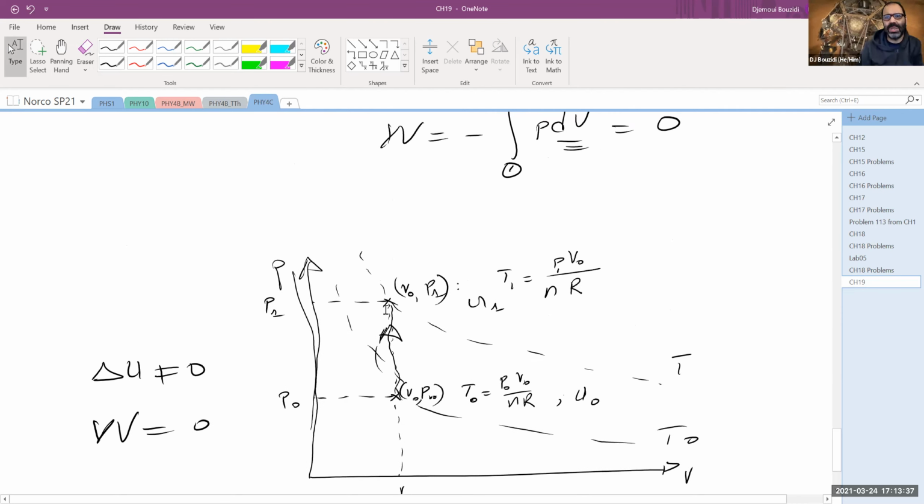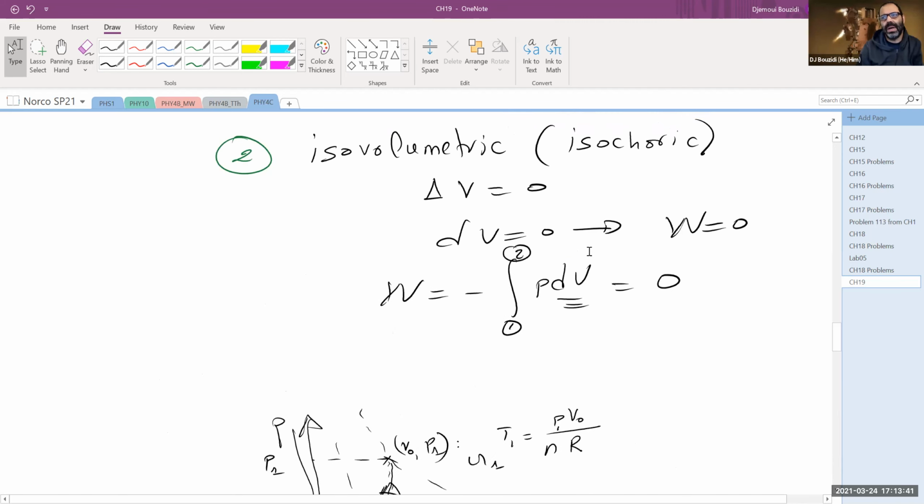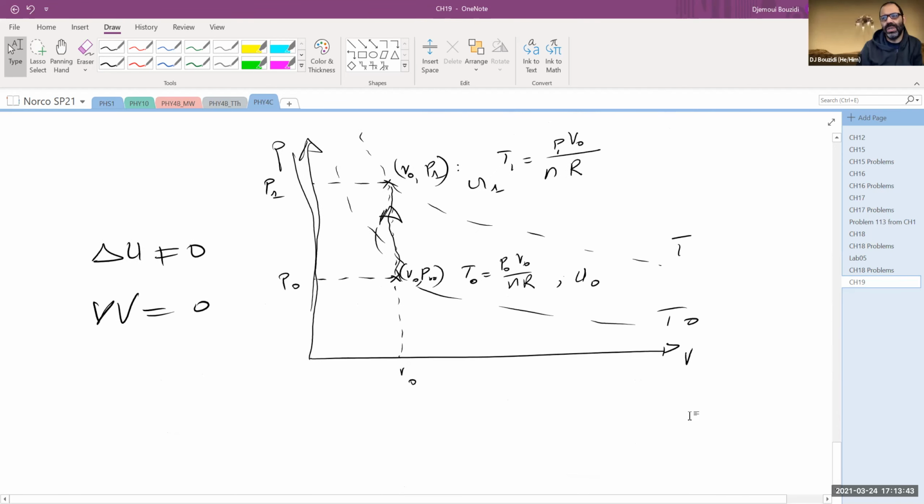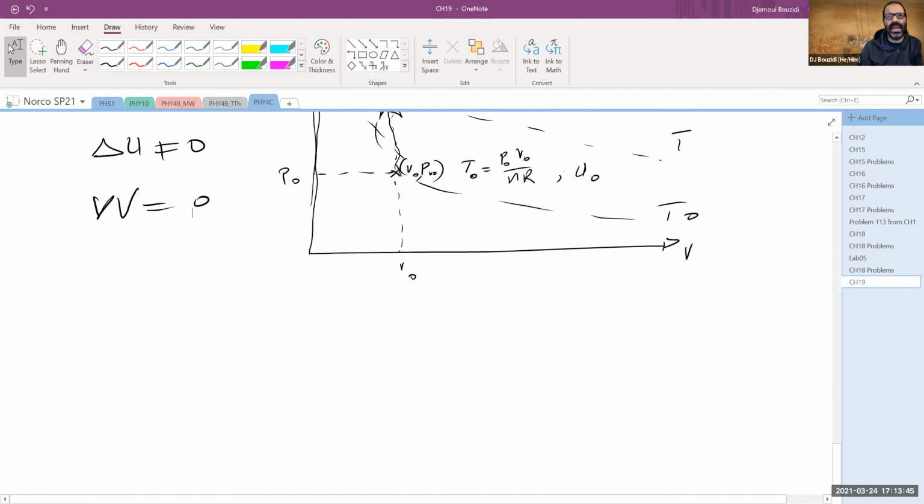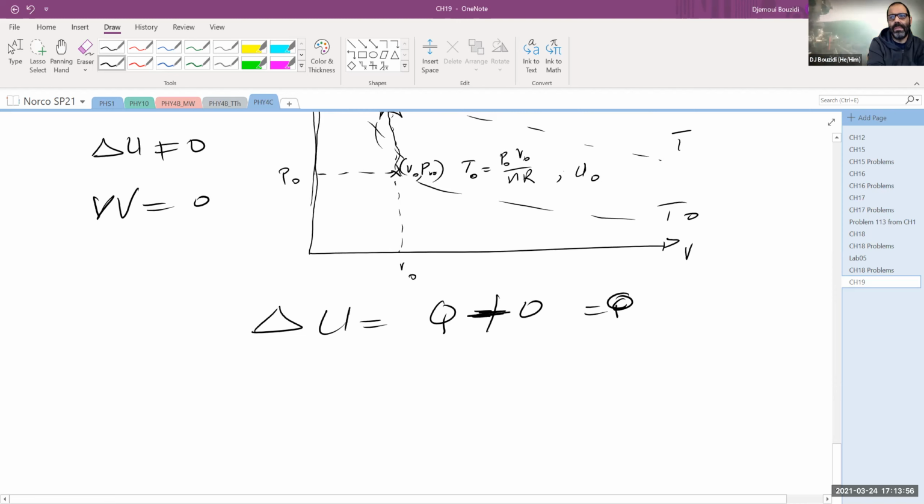So every time you see an isochoric process, you know W is 0. That's easy because volume does not change. So in this case, delta U is simply Q, plus 0 if you like. So it's Q. And delta U is equal to nCv delta T.